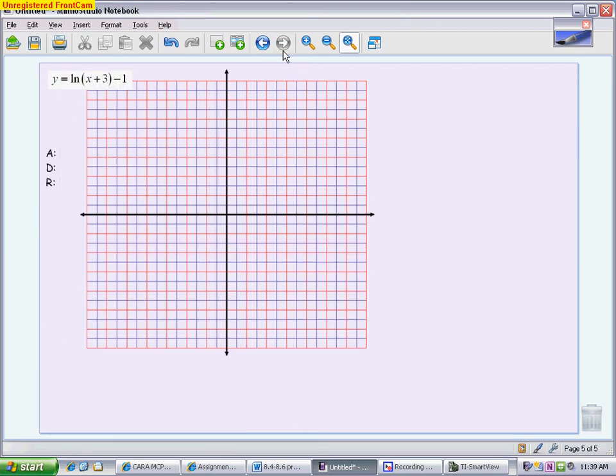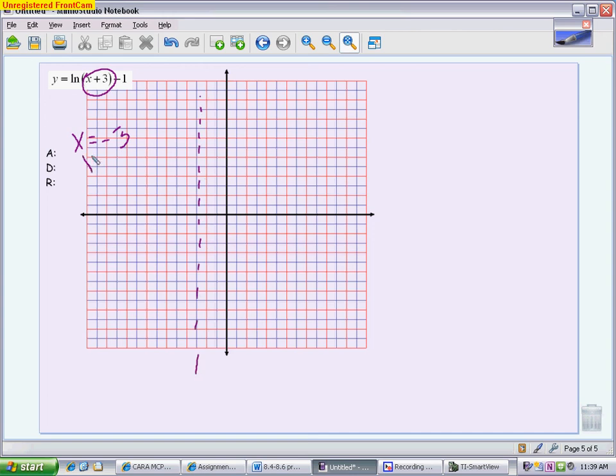And then finally, the last one. This one you could definitely do on your calculator, but we're going to talk about some of the things that you don't need a calculator for. Your asymptote is at x equals negative 3. Because your graph has shifted over 3 places to the left. It's the idea of what makes that natural log 0. So I'm going to put my vertical asymptote right here.